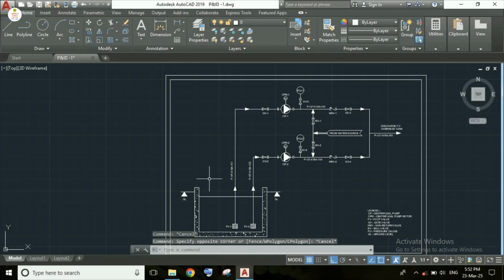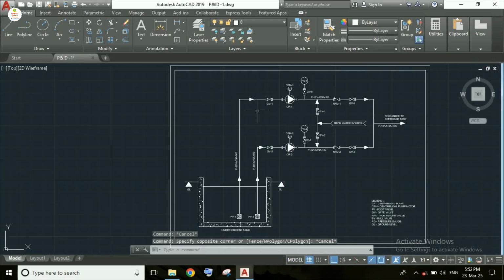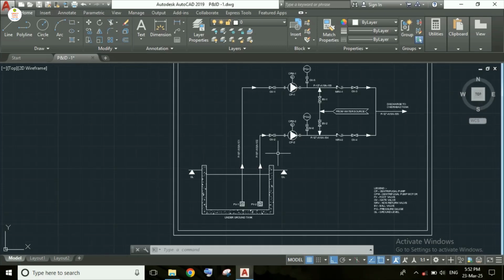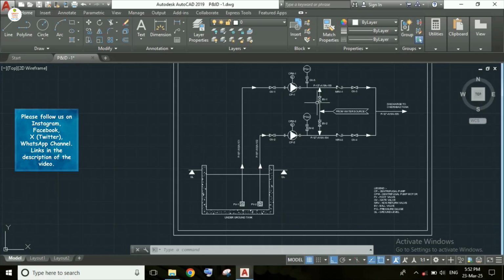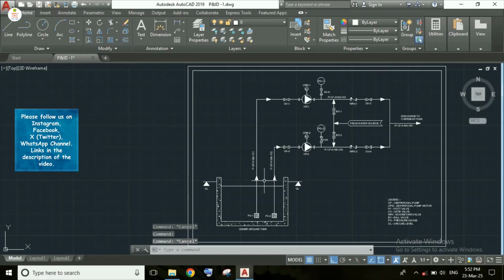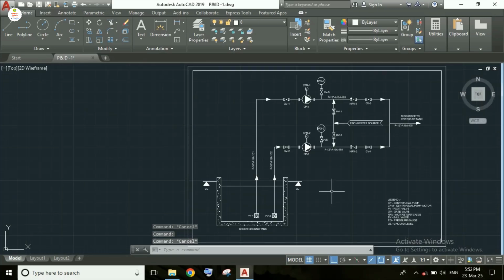See here, these are the suction lines, two suction lines of 18-inch we have considered here. Students, kindly note that all the nomenclatures which we have used here are for indicative purposes only, for understanding this P&ID.